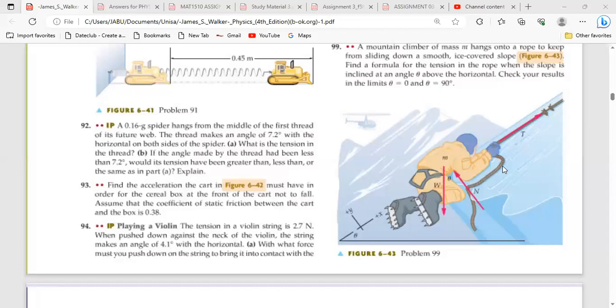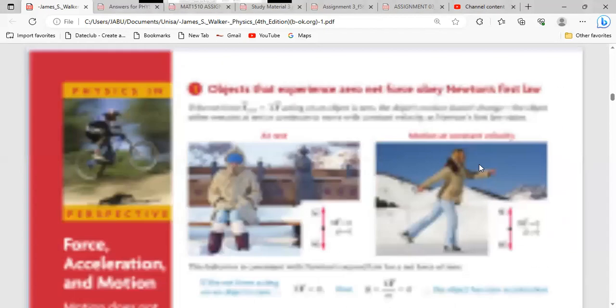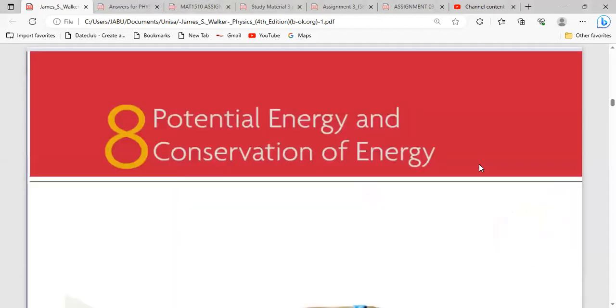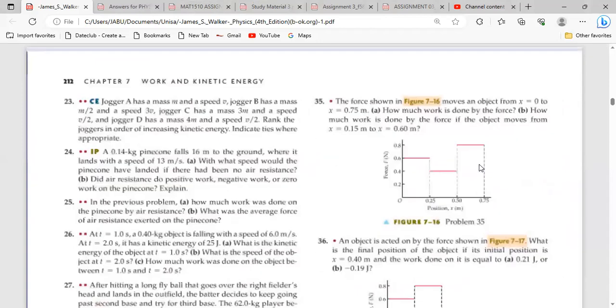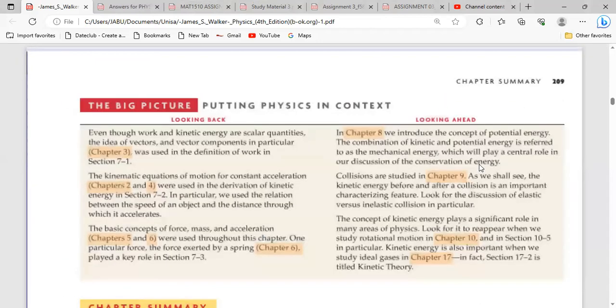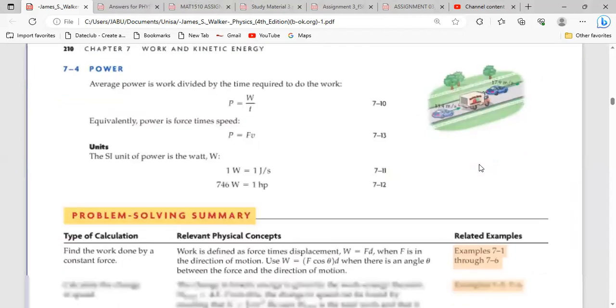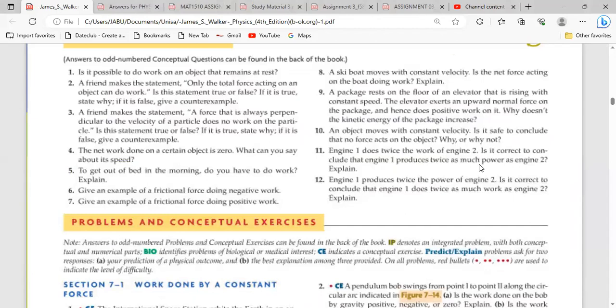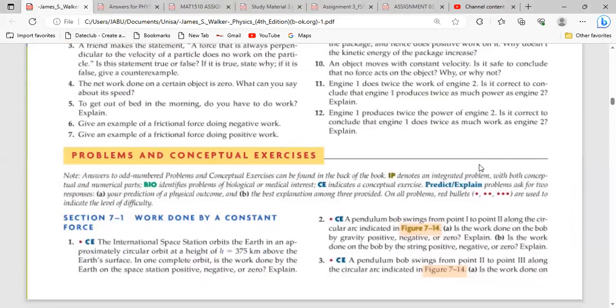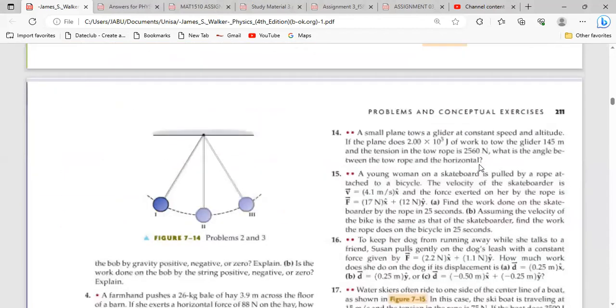It's going to be difficult getting there. Let's see. Is it this one? No. Problem 8 from this chapter. Where is 8?